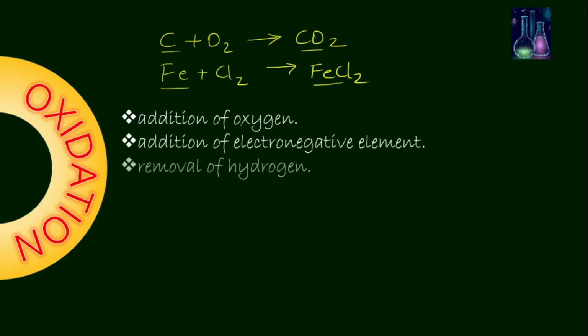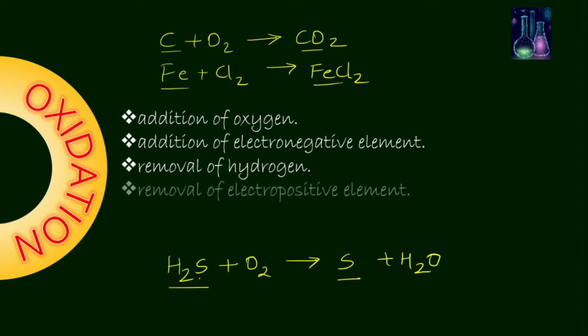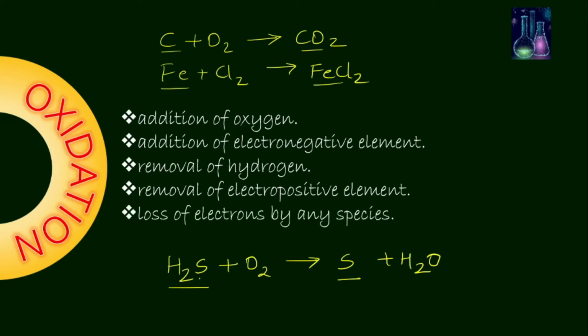Next, removal of hydrogen. For example, H2S plus oxygen converts into sulfur plus water. Here hydrogen sulfide is converting into sulfur. Loss of hydrogen. Therefore, it is an oxidation reaction. Removal of electropositive element, and last but not the least, loss of electron by any species.